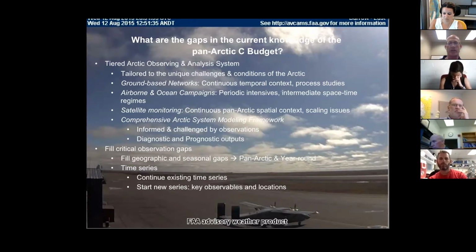And we should be able to actually, by using observations, begin to reduce the very large uncertainties that we have in forecasts, not only of the Arctic system, but especially in carbon dynamics in the Arctic. And then we can talk about filling critical observation gaps.